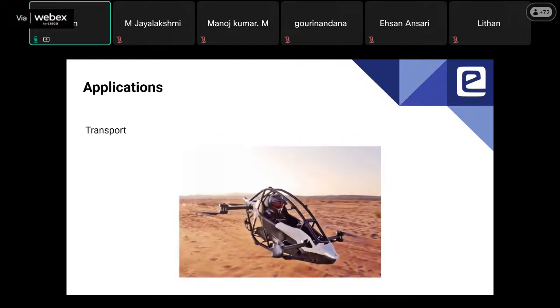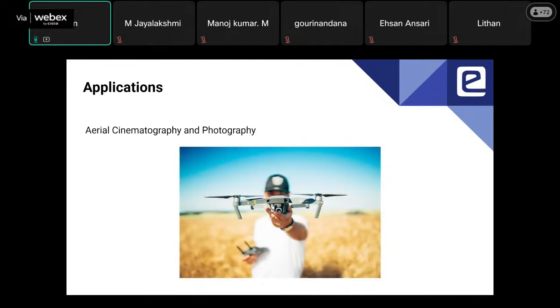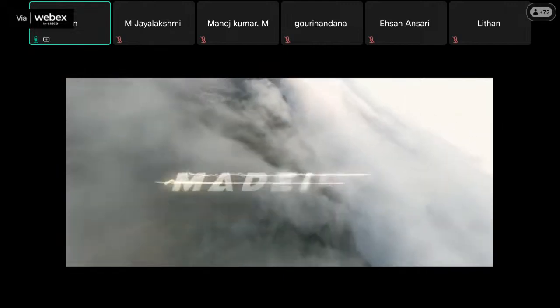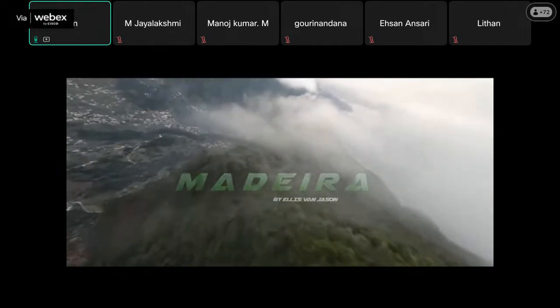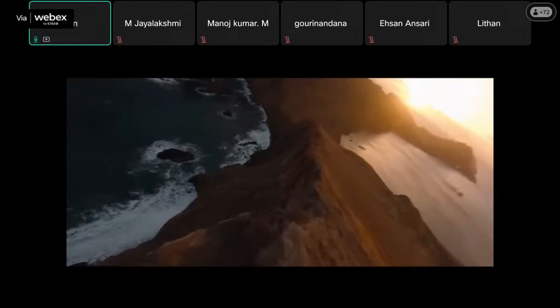Then for transport, this is kind of a future concept that you can use a drone to fly from one place to another. Then this is the most common use case everyone would be familiar with: aerial cinematography and photography. This is a great drone use. Most of us who have experience with drones might have used some kind of drone to do photography or aerial video. So this is a video showing the capabilities of a drone in aerial photography.